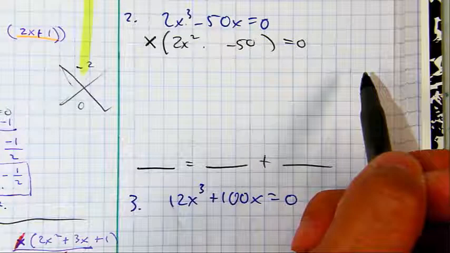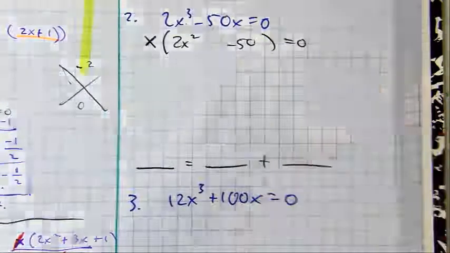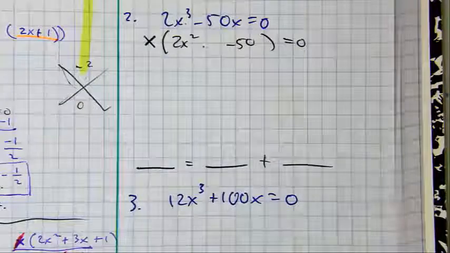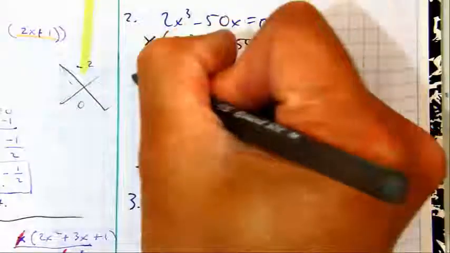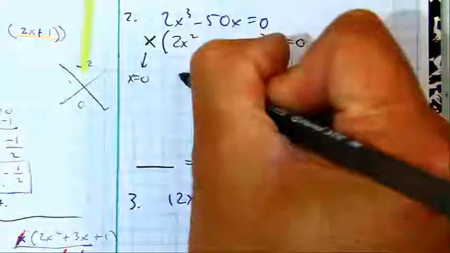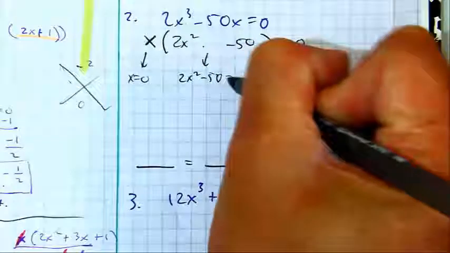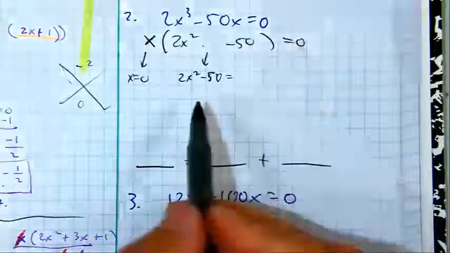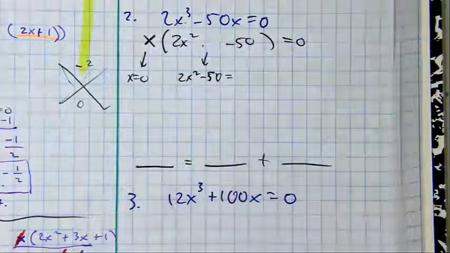Raise your hand if you did that. Okay, I was just thinking like, I don't want to do any more work. X equals 0. 2x squared minus 50 equals 0. You're missing a b value. You can solve this by the square root method.